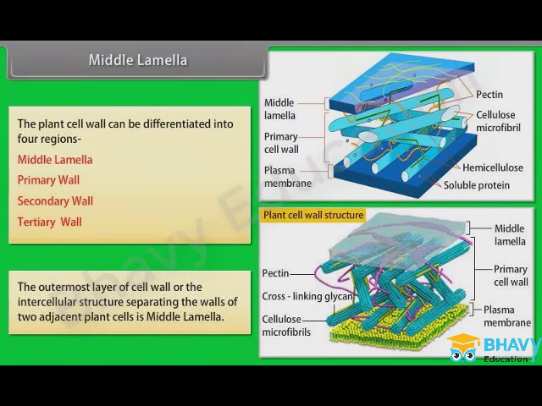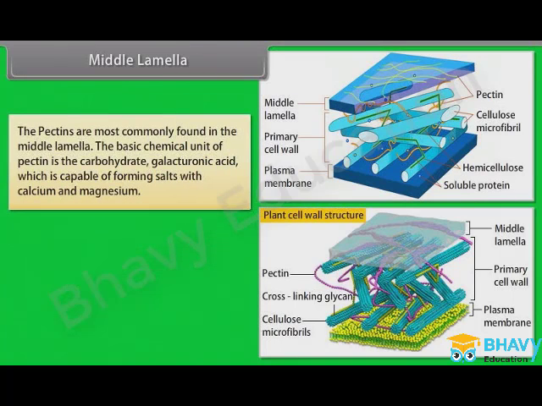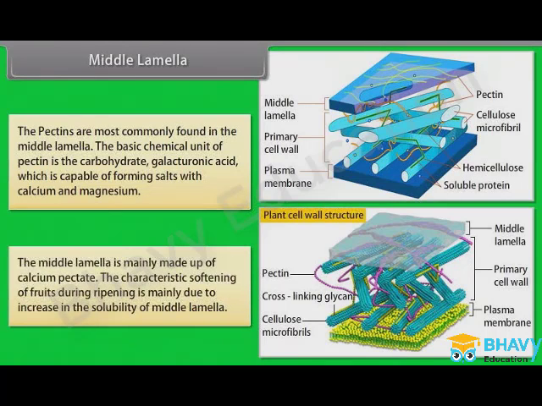The outermost layer of cell wall, or the intercellular structure separating the walls of two adjacent plant cells, is the middle lamella. The pectins are most commonly found in the middle lamella. The basic chemical unit of pectin is the carbohydrate galacturonic acid, which is capable of forming salts with calcium and magnesium. The middle lamella is mainly made up of calcium pectate. The characteristic softening of fruits during ripening is mainly due to increase in the solubility of middle lamella.